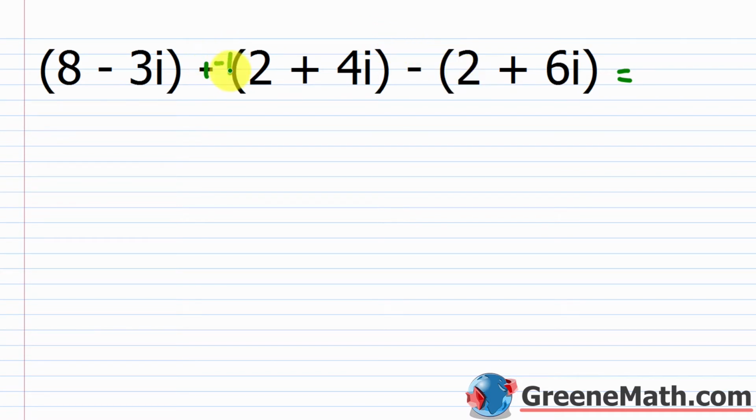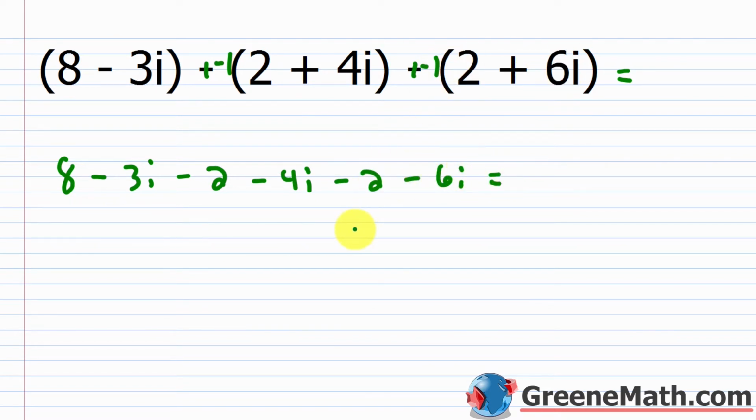I'm going to put plus negative 1 here and plus negative 1 here. So I'm going to write this as 8 minus 3i. Then negative 1 times 2 is minus 2. Negative 1 times 4i is minus 4i. Negative 1 times 2 is minus 2. Negative 1 times 6i is minus 6i. So we can regroup these if you want.